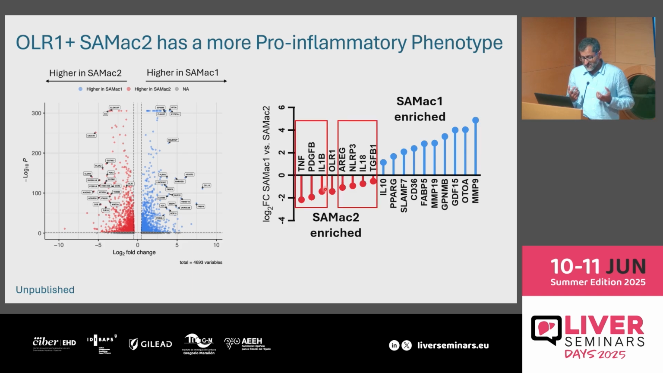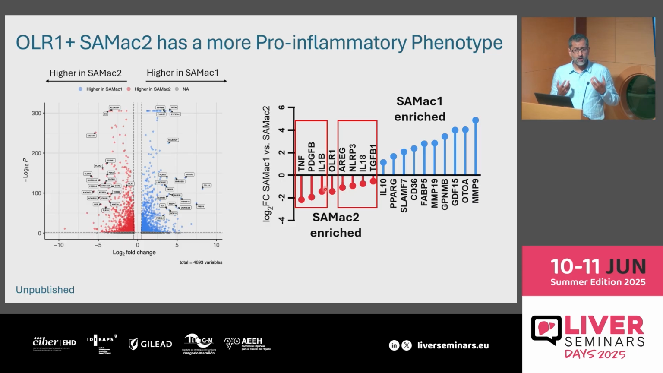What we could see is that scar-associated macrophage 2 was the population that was enriched for traditional pro-inflammatory fibrogenic mediators, so IL-1 beta, TNF-alpha, PDGFB, TGF-beta1, etc. Whereas the scar-associated macrophage 1 population was actually enriched for more anti-inflammatory, pro-resolving mediators, things like IL-10, MMPs, etc.